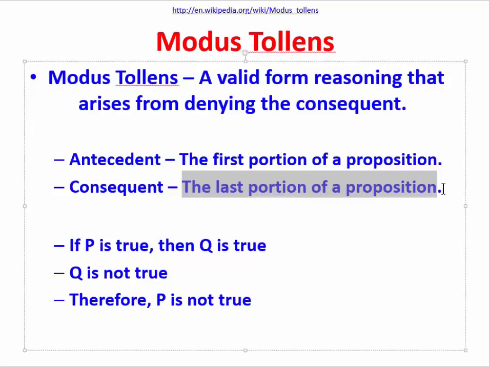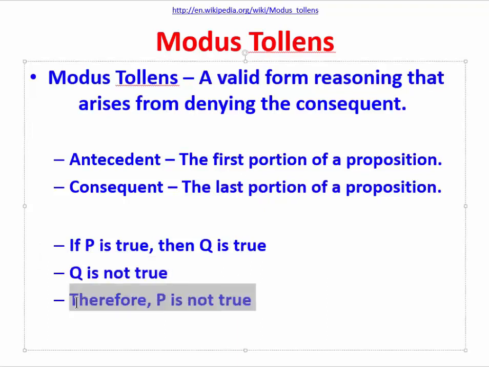Let's take a very specific example where the letter P will correspond to the state of raining, and the letter Q will correspond to a wet street. So if it's raining, then the street will be wet. If we do an empirical investigation and find out that the street is not wet, we can therefore conclude that it is not raining. If P, then Q, not Q, therefore not P. Here's another example. If a student is P, pregnant, then that student is Q, female. If the student is not female, then the student is not pregnant.